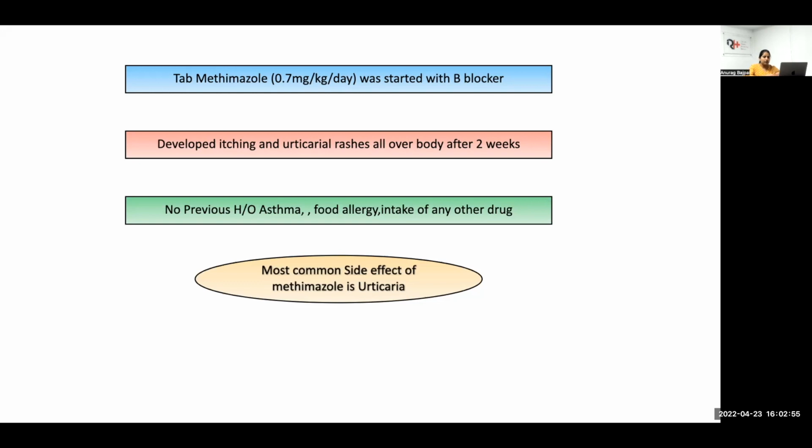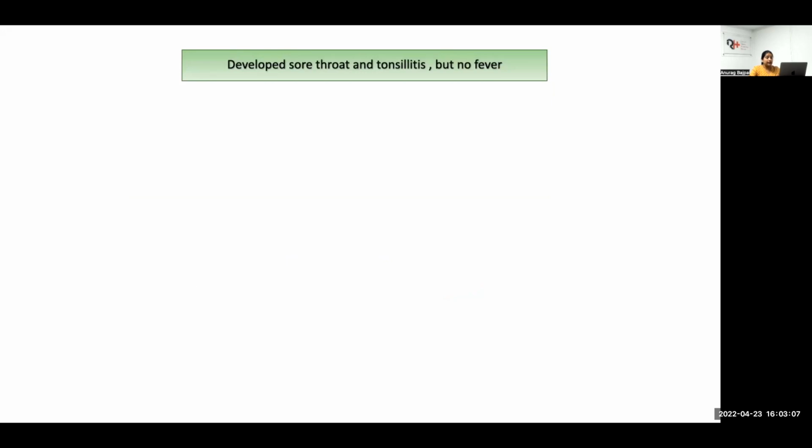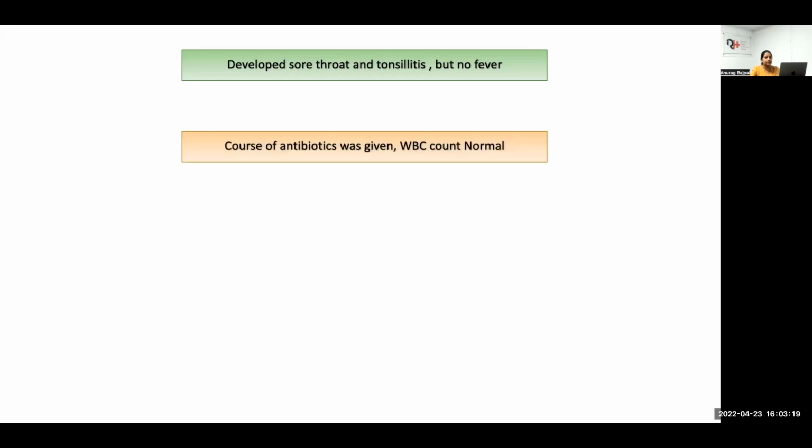Yes, sir. So we managed this by giving Allegra one hour before the drug, and the rashes subsided after giving Allegra. And again, after 2-3 months, he developed sore throat and tonsillitis, but there was no fever. So as sir has mentioned, there is a chance of developing agranulocytosis. So we got the WBC count done, but it was normal. So we gave a course of antibiotics and the tonsillitis subsided.